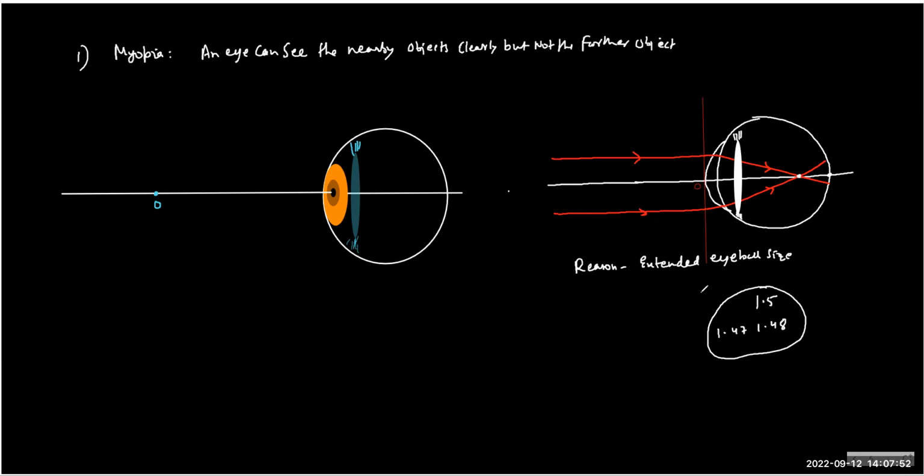So the reason is the extended eyeball. What is the other reason? The other reason is the power of the lens is too high.